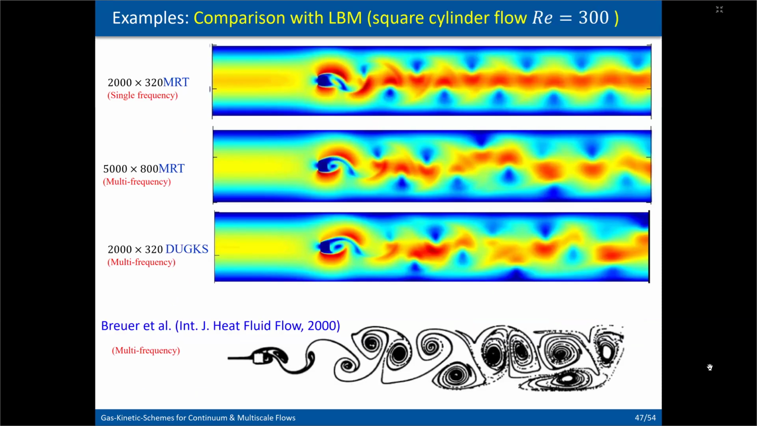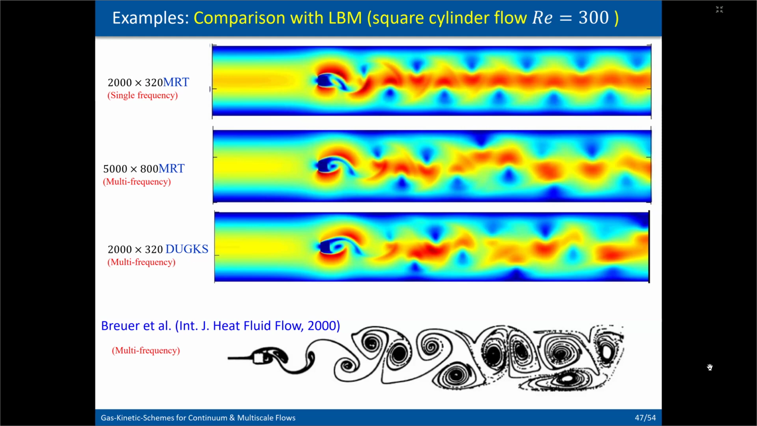Here is another test where the LBM can also be applied: flow over a square cylinder at Reynolds number 300. For this flow, some literature reports that the vortex shedding is asymmetric, with multiple frequencies. If we use the lattice Boltzmann method with a coarse mesh, we only obtain symmetric vortex shedding with a single frequency. But if we increase the grid resolution to a fine mesh, we can obtain asymmetric vortex shedding and multiple-frequency oscillation.